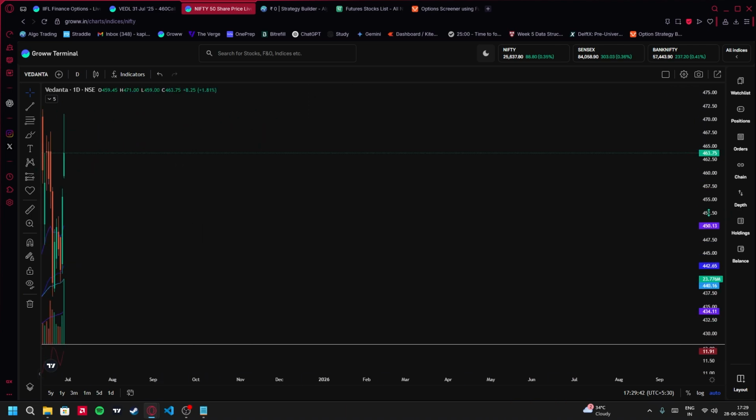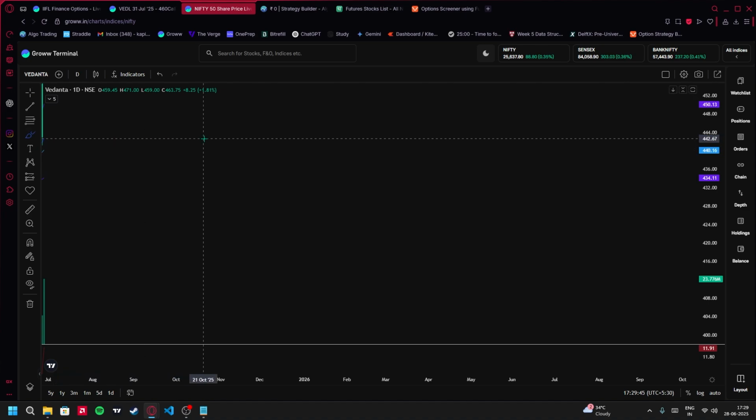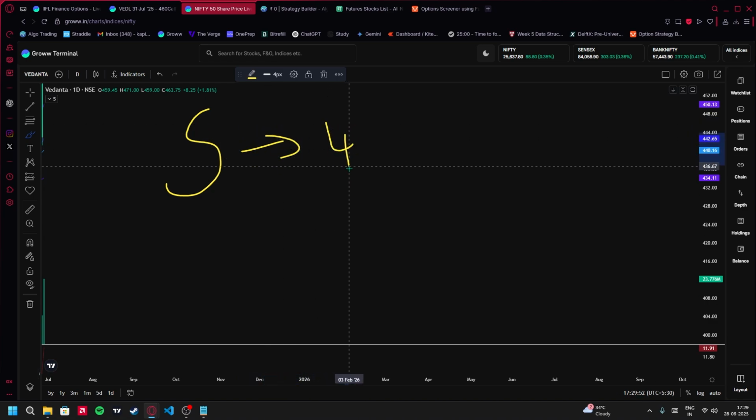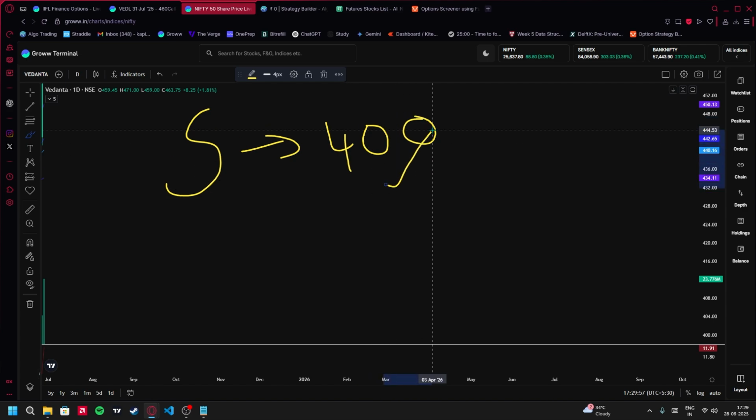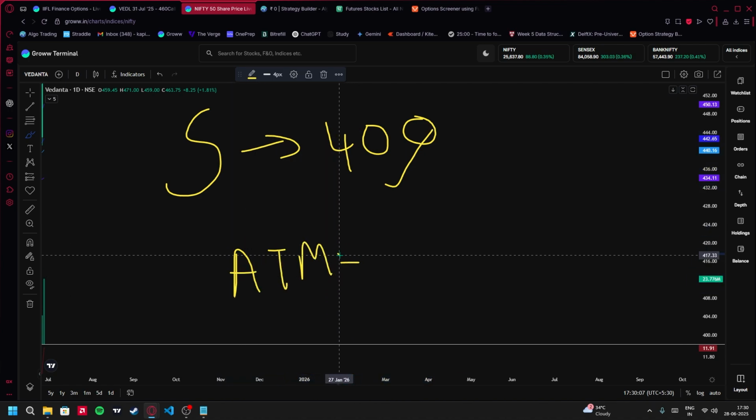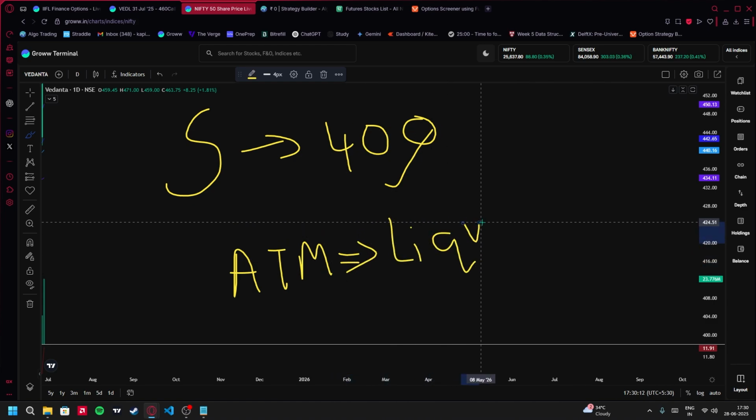So let me do a summary of this video. The first thing is selection criteria. Minimum 400 price of a stock. After that, if you pass that, the next criteria is you need to have liquidity at the money. At the money should be liquid. You should be able to get in and out of the trade with minimum slippage. Once these two criteria pass, your stock is selected.